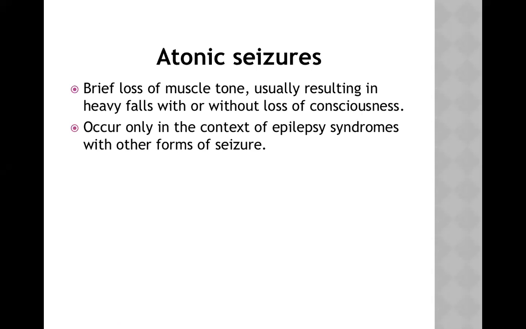In grand mal, there is contraction of the muscle in the beginning. After a few seconds, it will be rhythmic flexion and extension, which is called clonic movement. The person will fall there also, but here there is decrease in muscle tone. There is no increased tone at all. This is a major difference. It occurs only in the context of epilepsy syndrome with other forms of seizure. So there are some epilepsy syndromes which are very difficult to diagnose. The person keeps on having difficult seizures. So atonic seizure may be a part of that.